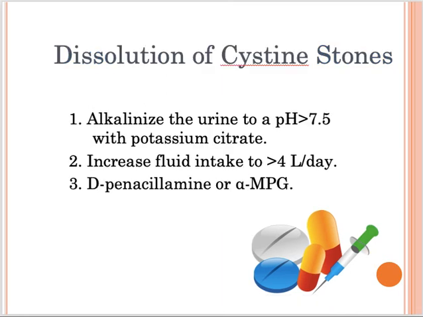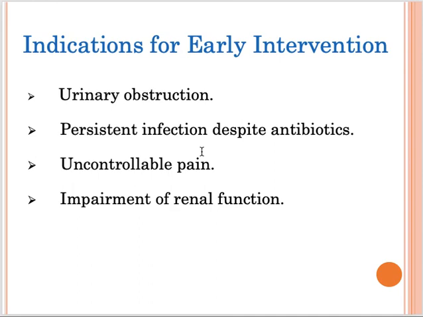Then you can see dissolution of the cystine stones. Again, alkalization of the urine helps. So anyone who has these two types of stones can be dealt with medically. But of course, if the medical help is not working, then we will go for surgical management. Anyone who has obstruction, persistent infection despite antibiotics, uncontrollable pain, or impaired renal function, surgical intervention is very important.